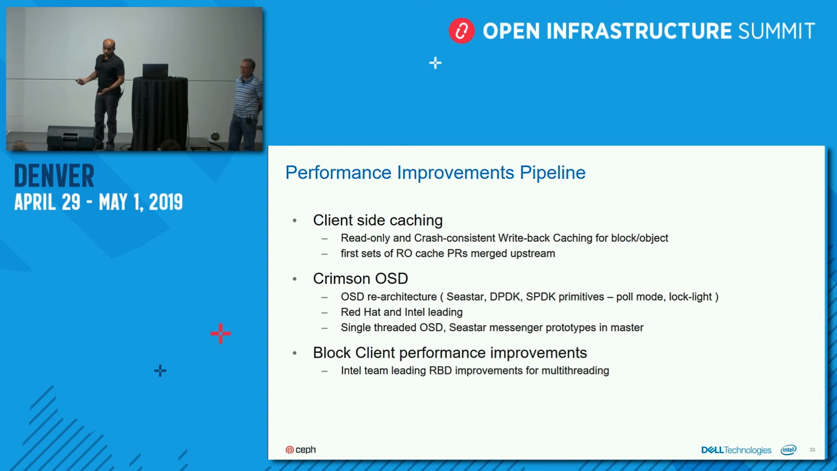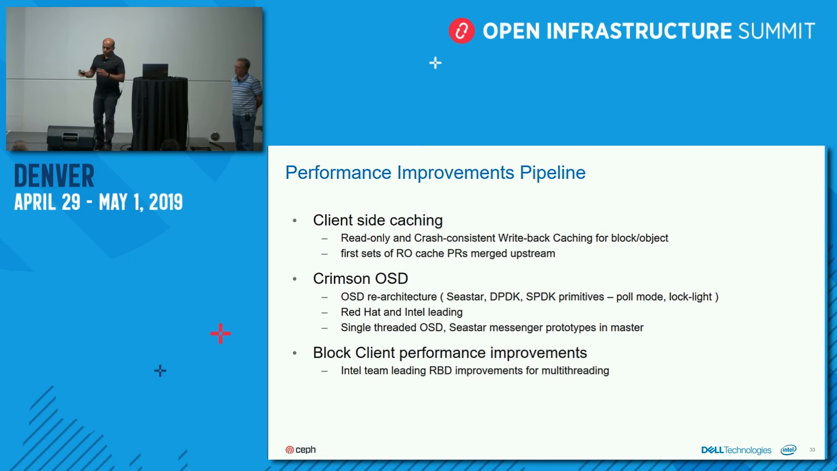We have a Crimson OSD project. It was started last year after the community was convinced that they need to do something about the performance challenge. This was an OSD re-architecture exercise, and it's going along pretty well. We have a single thread OSD booting right now, and we have C* Messenger, which is basically an asynchronous messenger with higher performance than the current async messenger. That's in prototype. The nice thing about this work is most of it is already being merged to master.